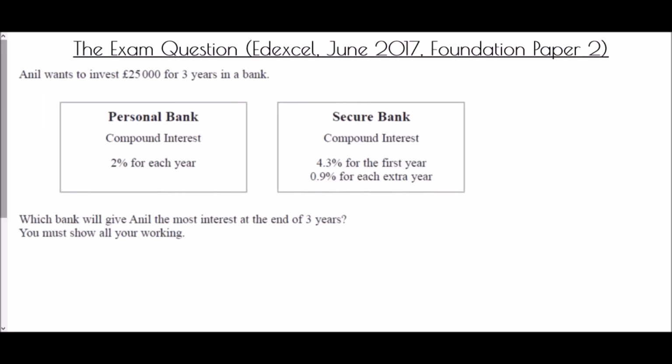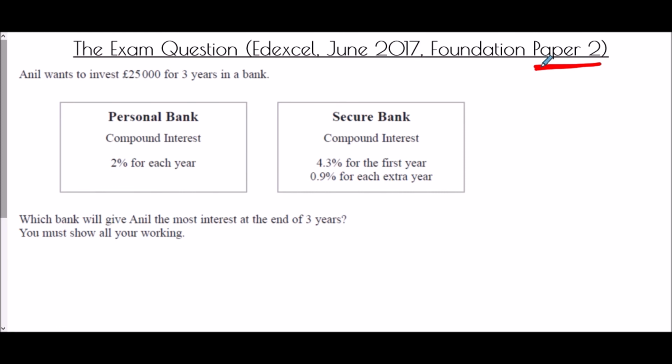And so we end with the exam question, and it came from the Edexcel paper in June 2017, Foundation Paper 2, telling us that we can actually use a calculator for this. And it says that Anil wants to invest £25,000 for 3 years in a bank. The Personal Bank gives compound interest at 2% for every year. Secure Bank gives compound interest of 4.3% for the first year and then 0.9% for each extra year. So which bank will Anil get the most interest from at the end of 3 years? We need to show all of our working.